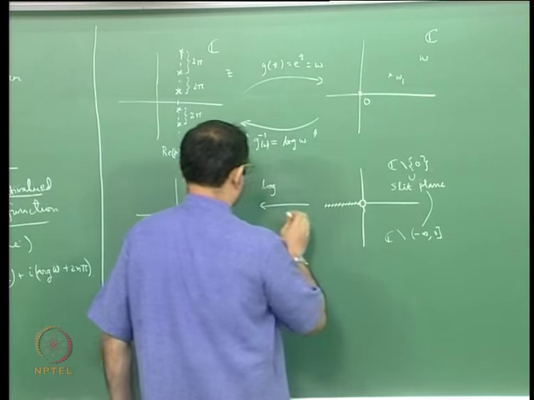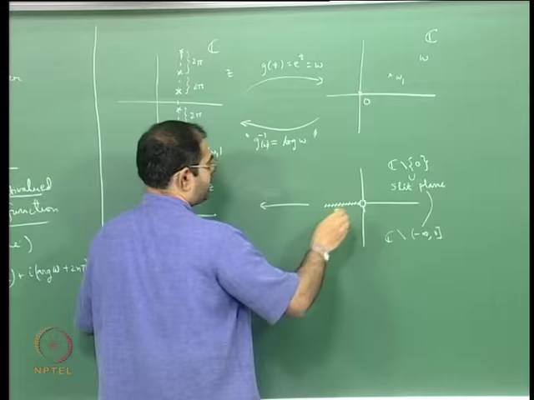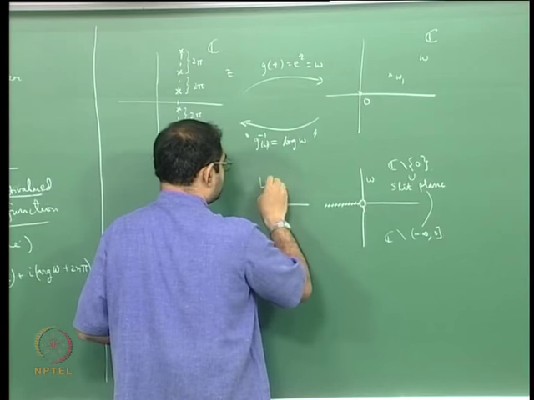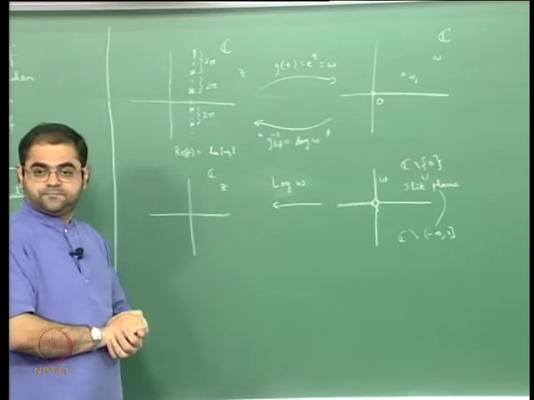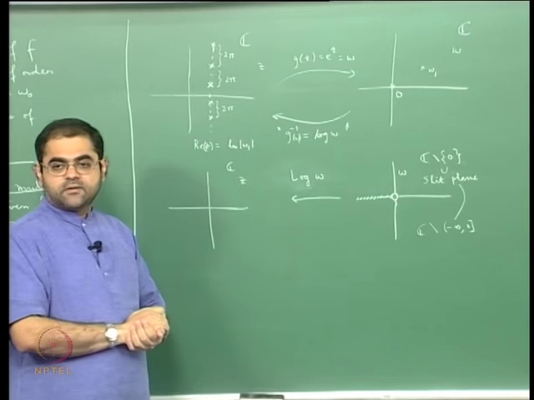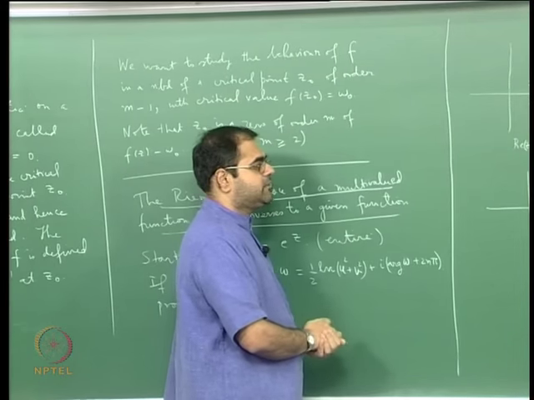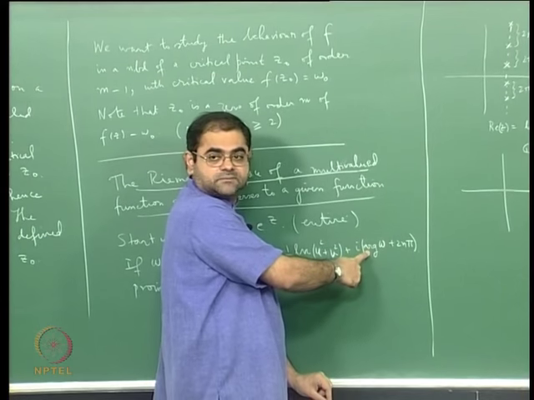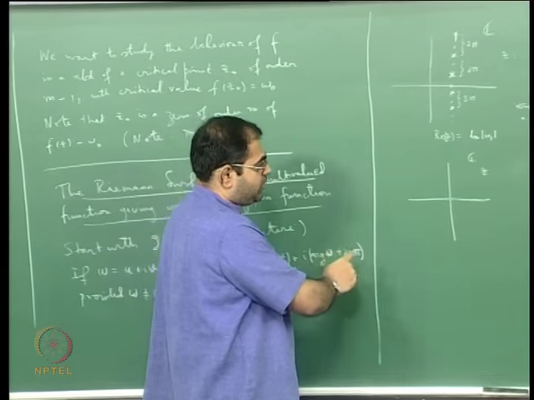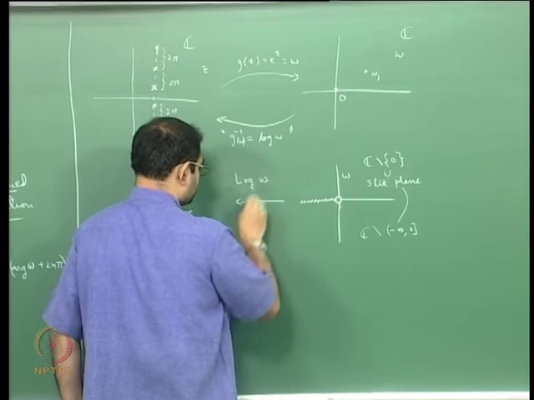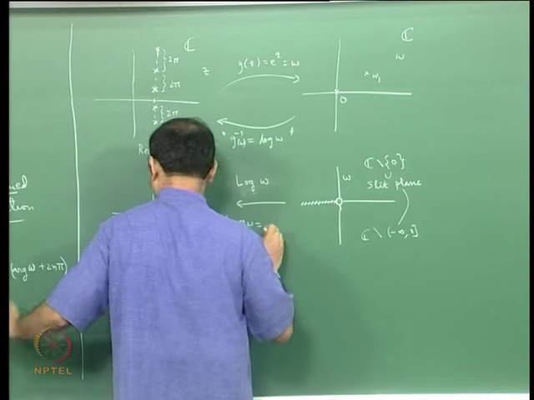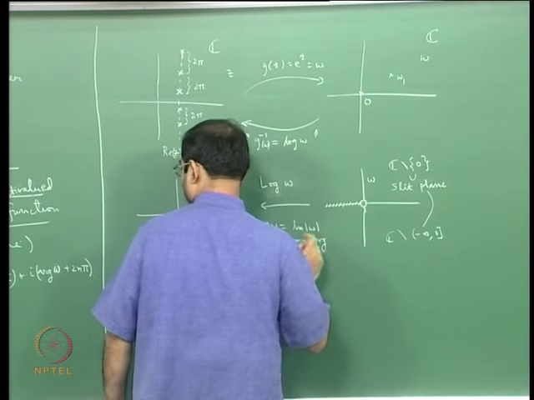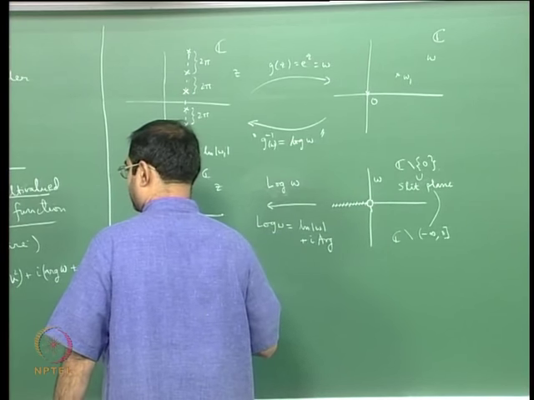And then what you do is you define, so let me define this. I'll define, for any w here, what is called the principal branch of the logarithm. The so-called principal branch of the logarithm actually depends on choosing a principal branch of the argument of w. So you define log w, the principal branch of the logarithm of w, to be ln mod w plus i times the principal argument of w.